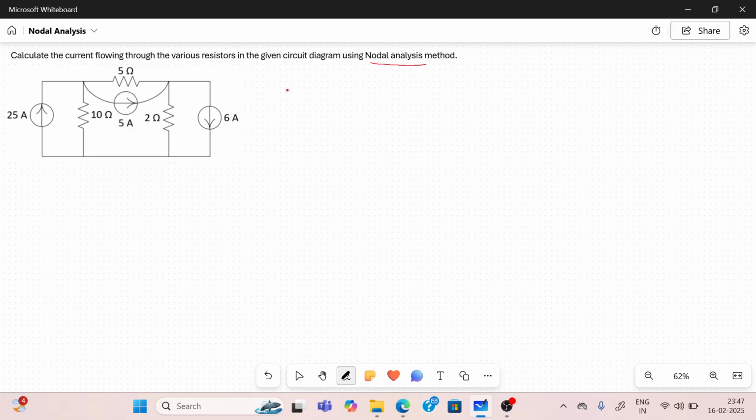When we are going for nodal analysis, we must know about KCL, Kirchhoff's current law. What is Kirchhoff's current law? At a junction point or node point, the sum of the currents entering is equal to the sum of the currents leaving the junction.